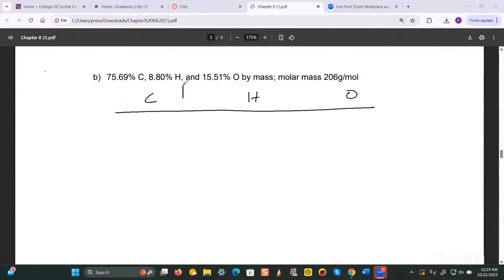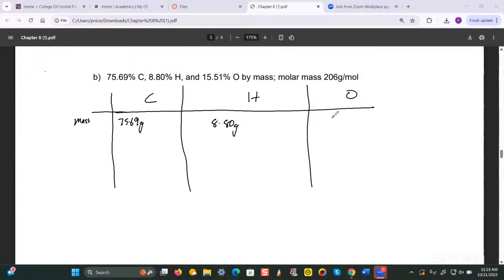And then the next row in this table would be the mass, which, as I said before, would be the same as the percentages, right? So for carbon, that is 75.69 grams. For hydrogen, that is 8.80 grams. And for oxygen, that is 15.51 grams, right? So that's the first thing we do. We write down the masses. The next step is that we determine the mole value for each of these.